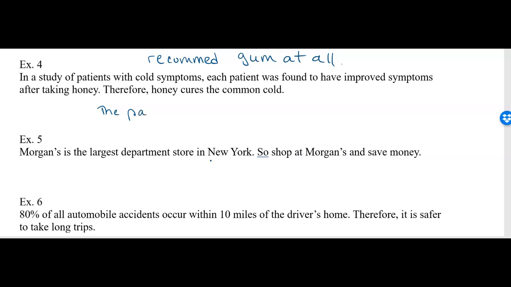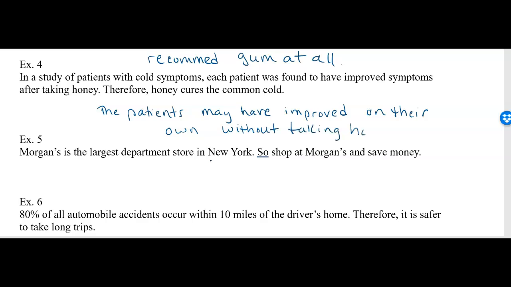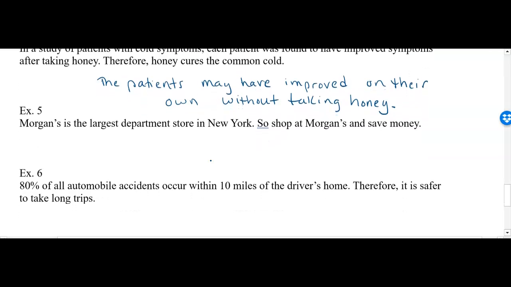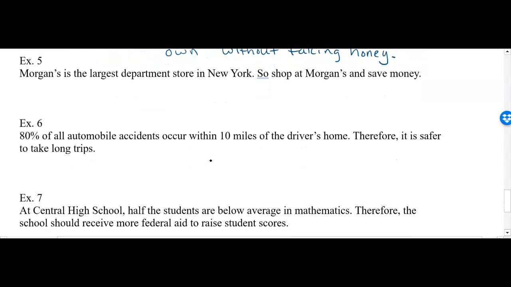Meaning, let me just say what I said in a condensed way. The patients may have improved on their own without taking honey. Meaning, if you had a control group, if you had two groups, one that took the honey and one that didn't take honey, you may have found that both sides, both study parts, did not need to take the honey because they improved. So in other words, they could have improved without even taking that. We don't know. That's the thing.